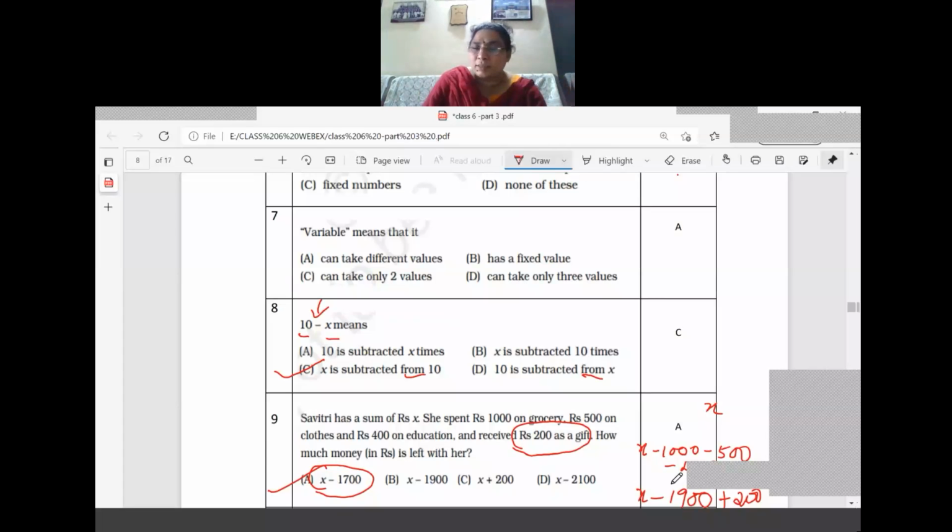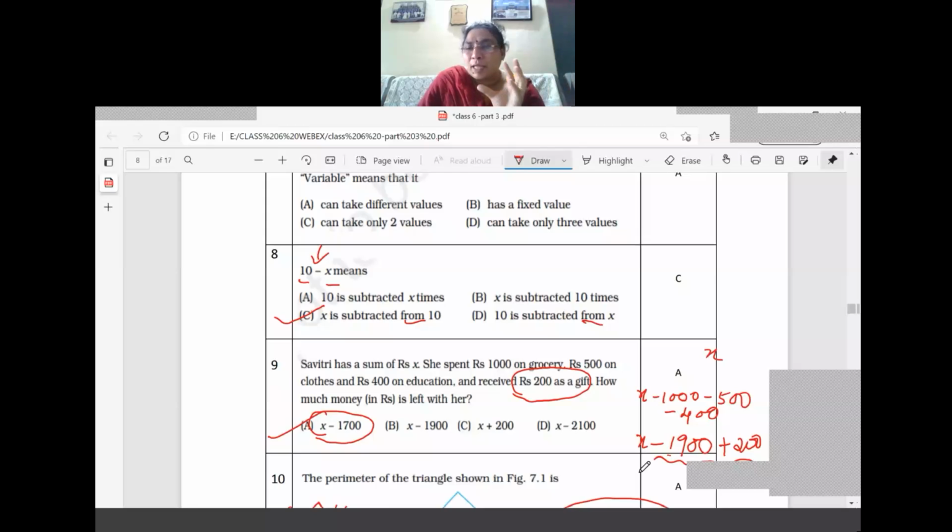From there, she is spending 1000 rupees. She is spending 500 rupees on clothes and she's spending 400. That means 1900 from the amount she is having. That is an unknown amount. What is the total amount she is having? We don't know. So what are we taking? We are assuming that it is equal to X. From there, we have deducted 1900. But what did she get? She received a 200 rupees gift. So 200 rupees is added there, right? So after the simplification, according to the question, we are getting X minus 1700.